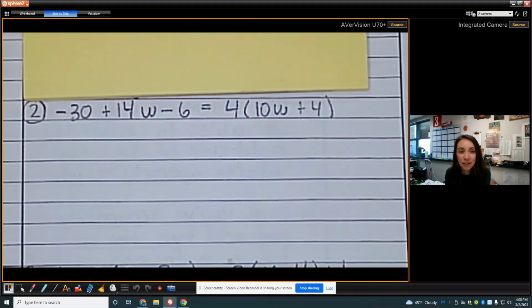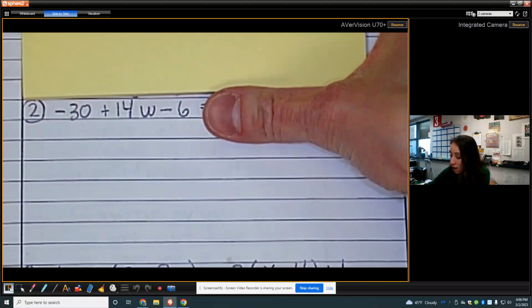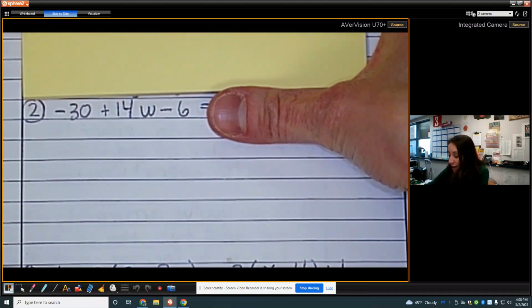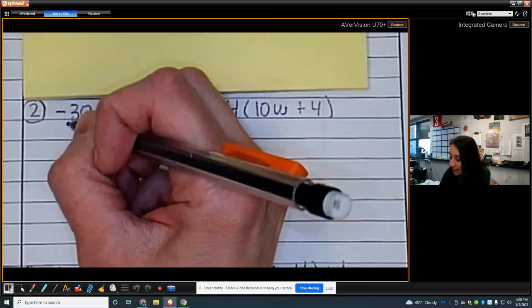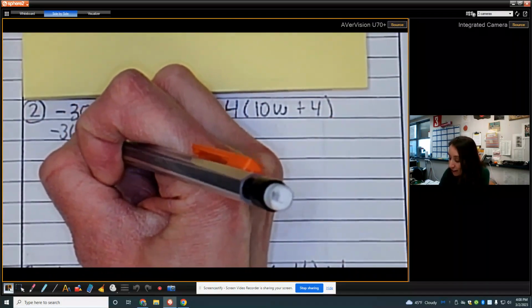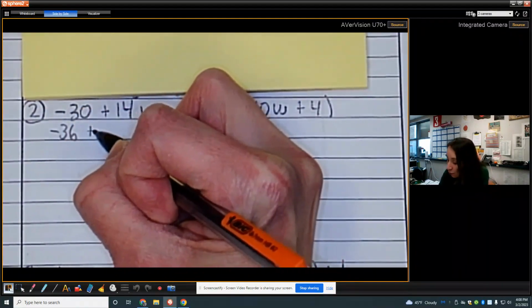Your first step is to simplify on each side of the equal sign. So on this left-hand side of the equal sign, I see that I've got this negative 30 and this minus 6. Well, negative 30 minus 6 is equal to negative 36. Then bring down your positive 14w.